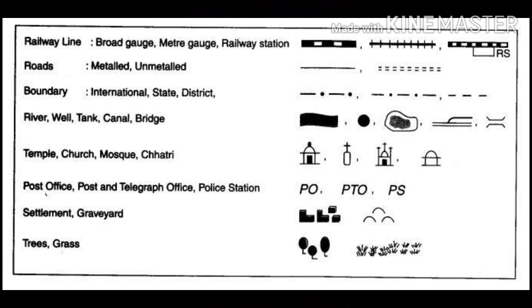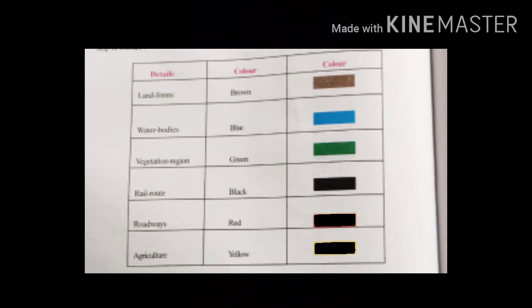And last is the colors. Colors are also a part of the signs only, that is symbols only, so that instead of drawing the signs or symbols we can use the colors. I hope you have understood whatever has been explained. Go through it very well. If you have any doubt you can ask in the evening.